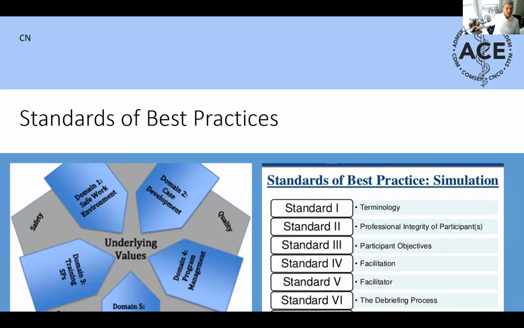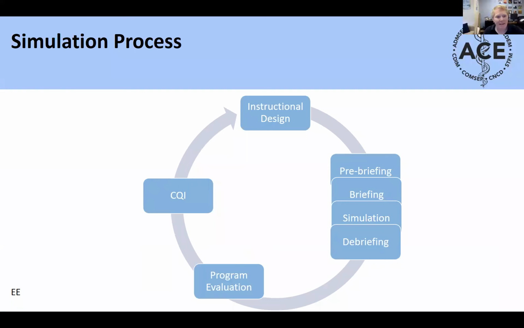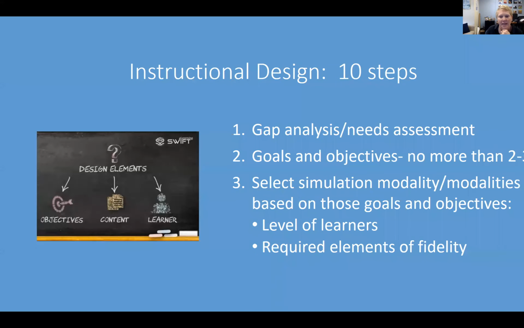And I think I'm going to turn it over to Elise to talk about the steps of a process in developing simulation. Great. Thanks, Dr. Nicholas. So we're going to just spend the next few minutes reviewing the overall simulation process, and we're going to talk briefly about each of these various steps, including instructional design, pre-briefing, briefing, the actual simulation, then debriefing, and then the evaluation of the program, so that we are really talking about this full cycle of continuous quality improvement.